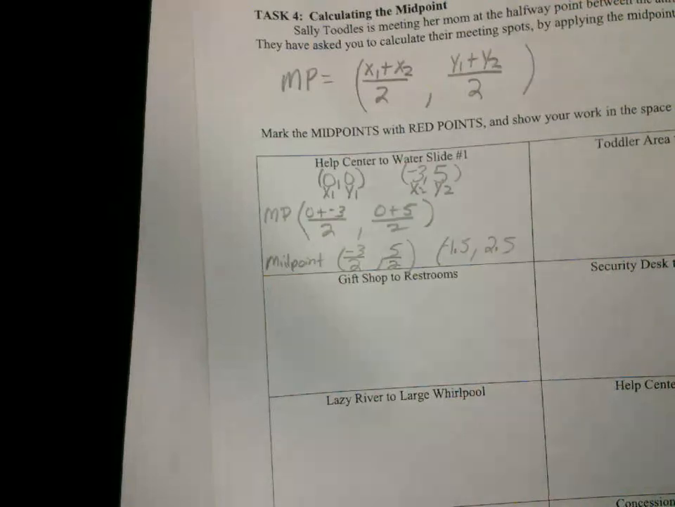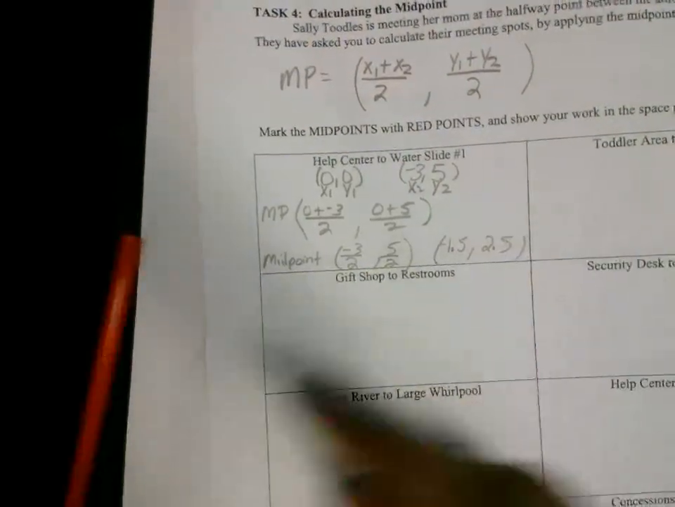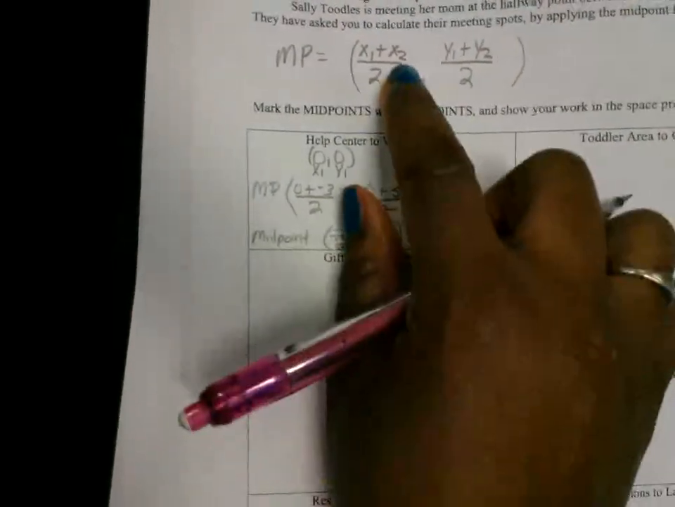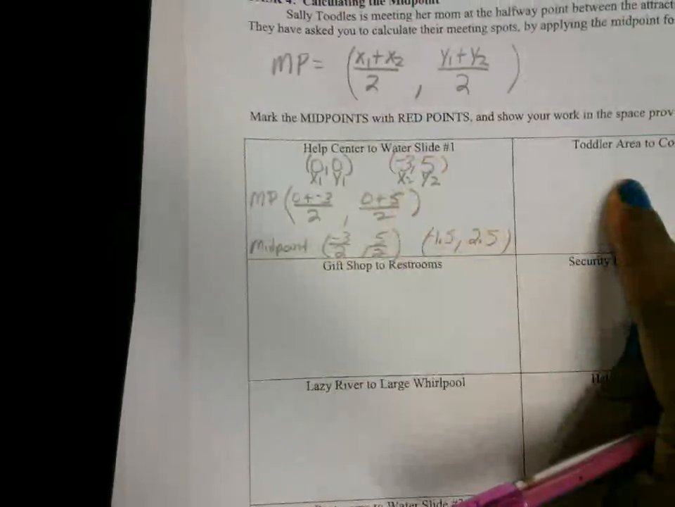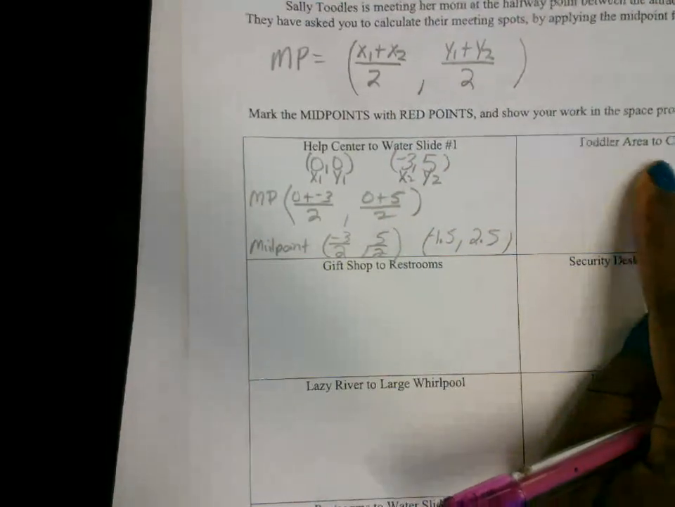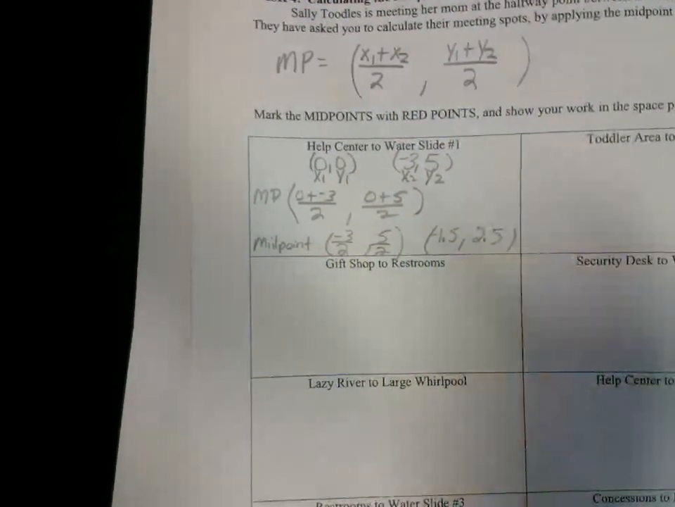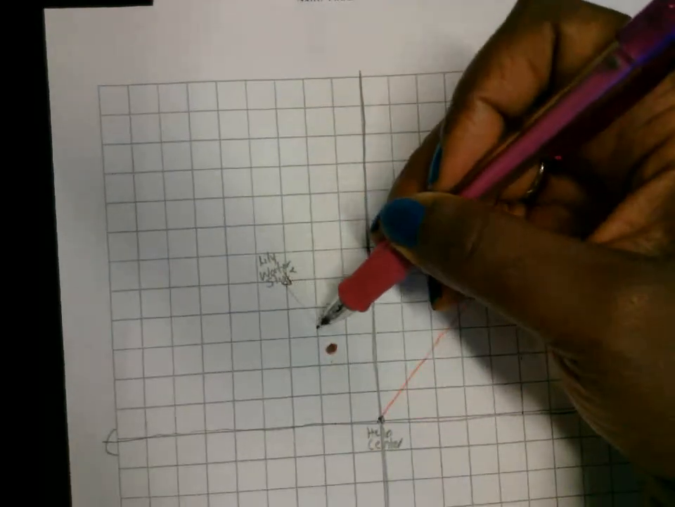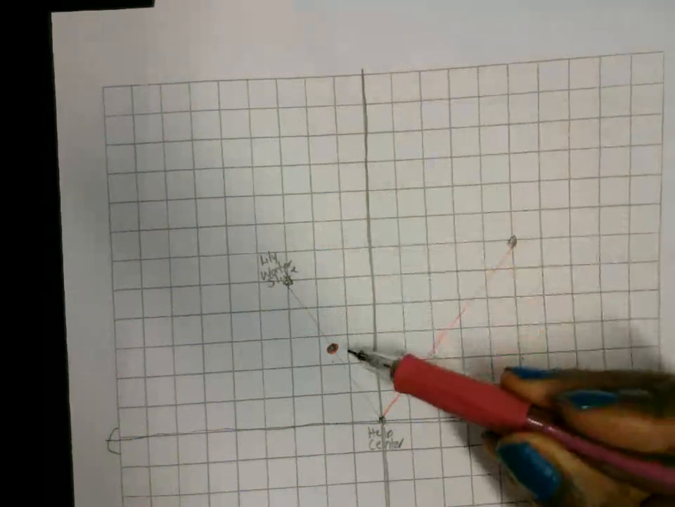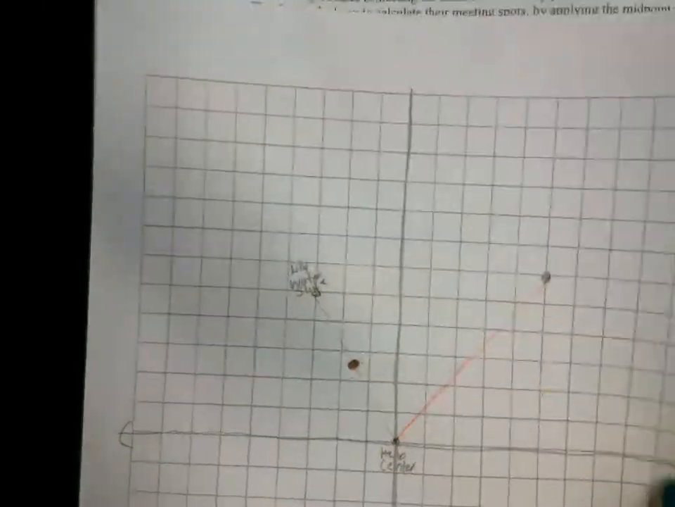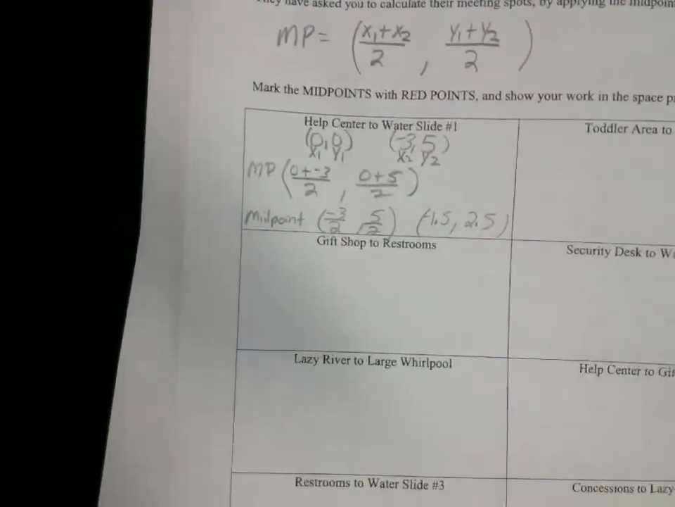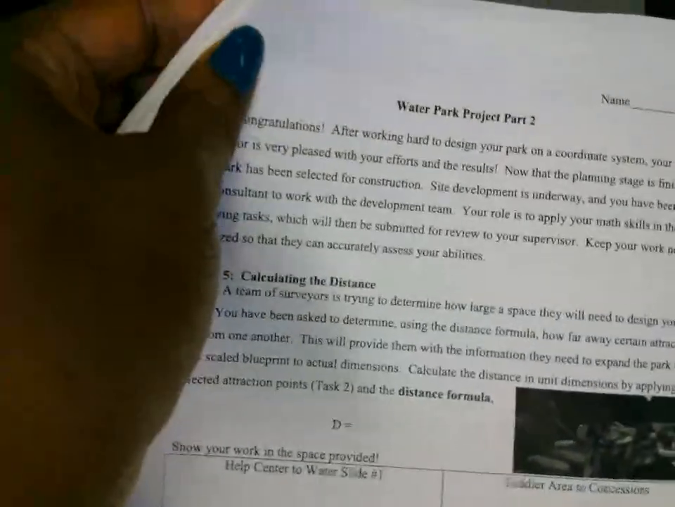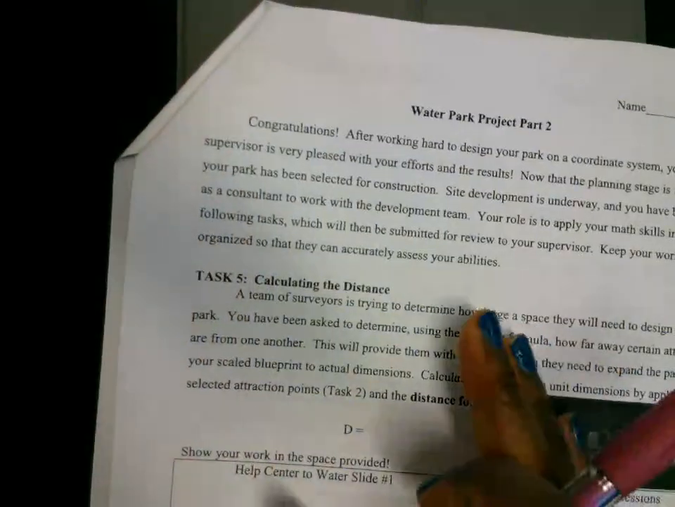Okay? And that's what I do for each of these. The same thing that I did. Use the midpoint, okay? And make sure the point that's in the middle, that you label it red. And you can tell, if you draw a straight line from here to here, you can tell that that's the point that's in the middle. Okay, so that's task number 4. All right, and that's all of this part right here.